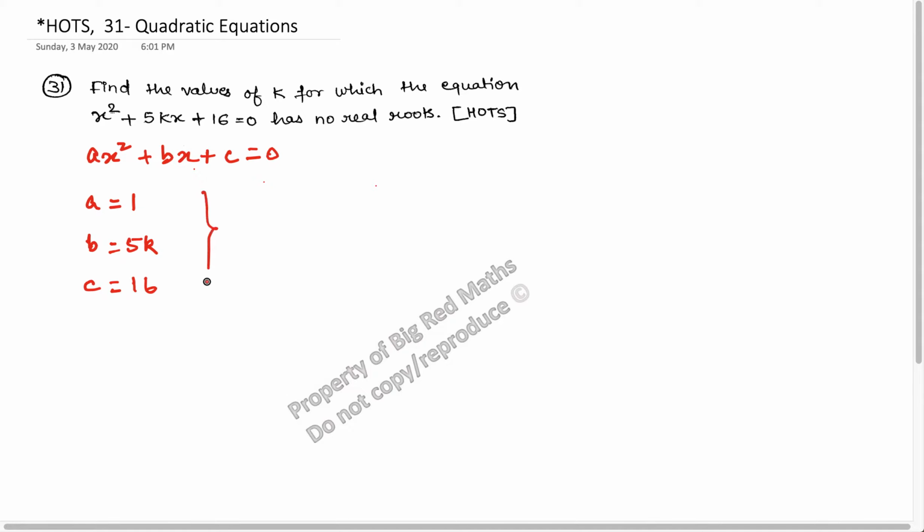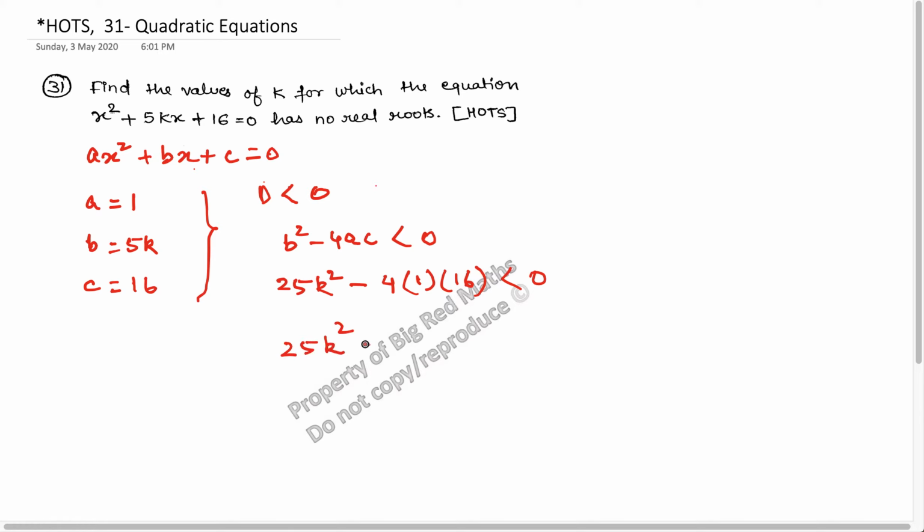I know that if the equation has no real roots, then the value of d should be less than 0. The value of d is b square minus 4ac, which should be less than 0. So b square minus 4ac will be, b square is 25k square, minus 4 into a is 1 into c is 16, should be less than 0, and this becomes 25k square minus 64 should be less than 0.